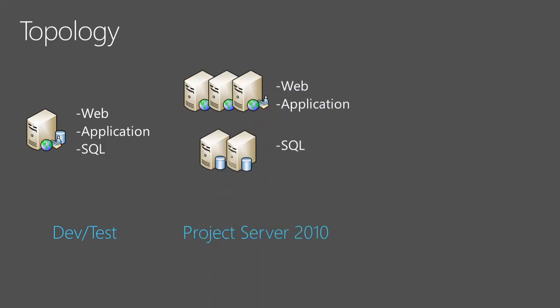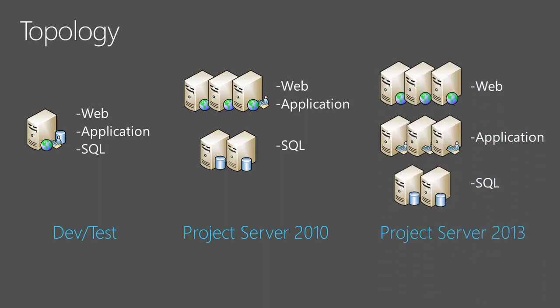In Project Server 2010, the recommended layout was to install the web application and the application servers on the same set of boxes, and run a separate box for SQL Server. This differed from what SharePoint had recommended. We didn't align to SharePoint's recommended topology. However, in 2013, with all the work of the service, we now support the same three-tiered architecture that SharePoint supports and recommends, and this gives you the best option for scaling out.